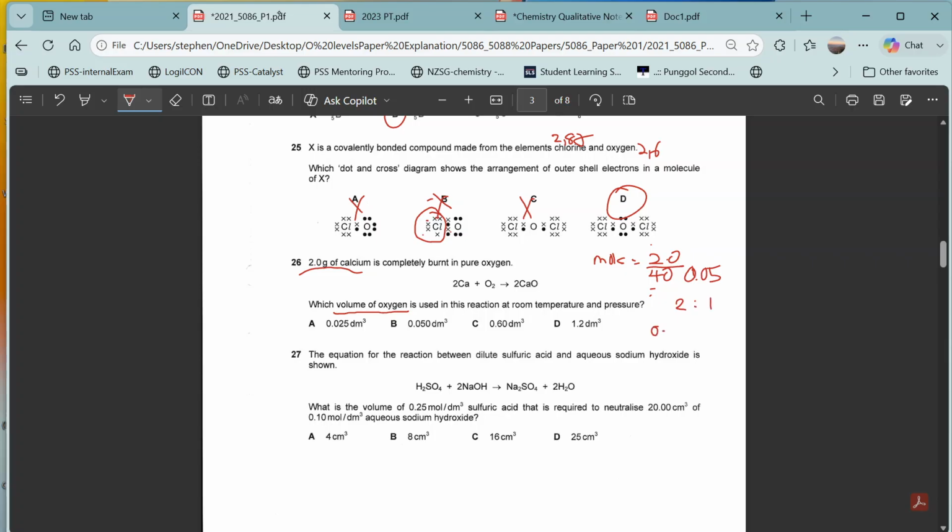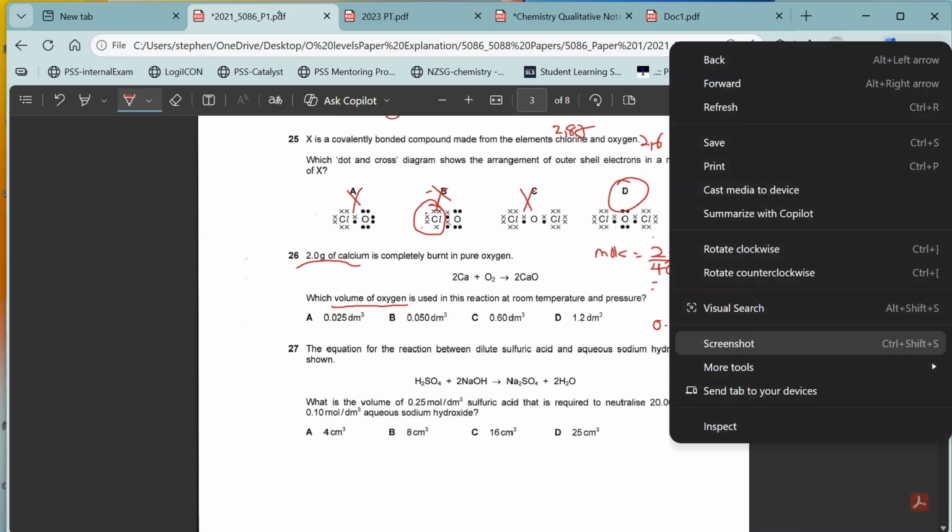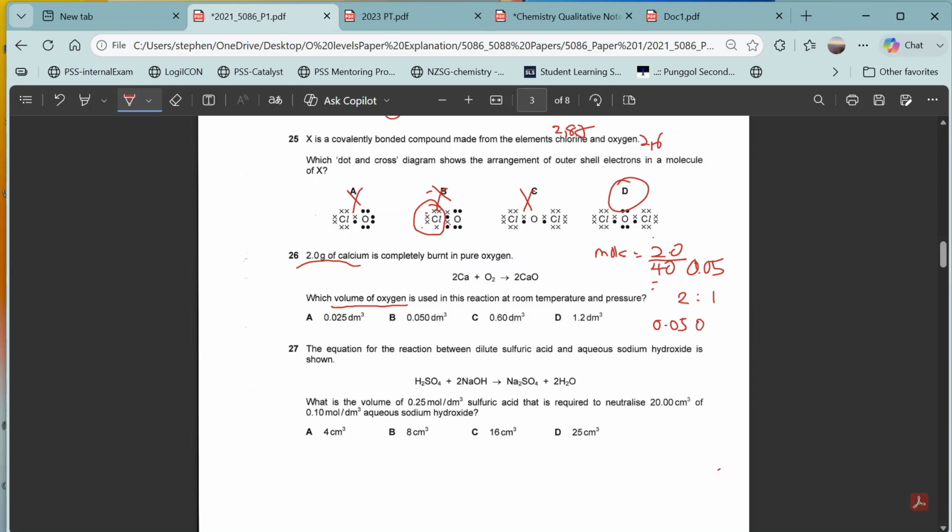If I have 0.05, then how much of oxygen do I need? So I take 1 divided by 2 is 0.5, and then times 0.05, I get 0.025 moles of oxygen is needed.